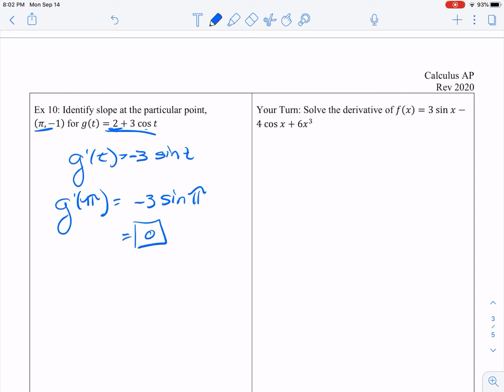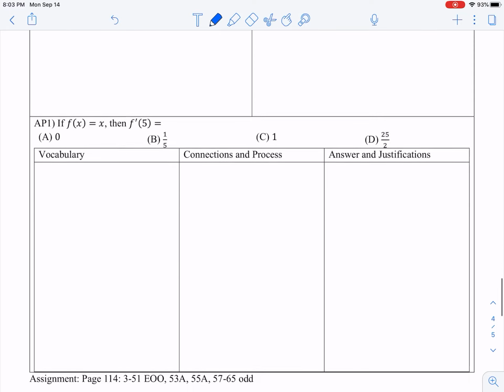Okay, let's do this one. Find the derivative. So it's 3 times the derivative of the sine, which is cosine, minus 4 times the derivative of the cosine, which is negative sine, plus 18x squared. Shortcuts. Like them. Fun.